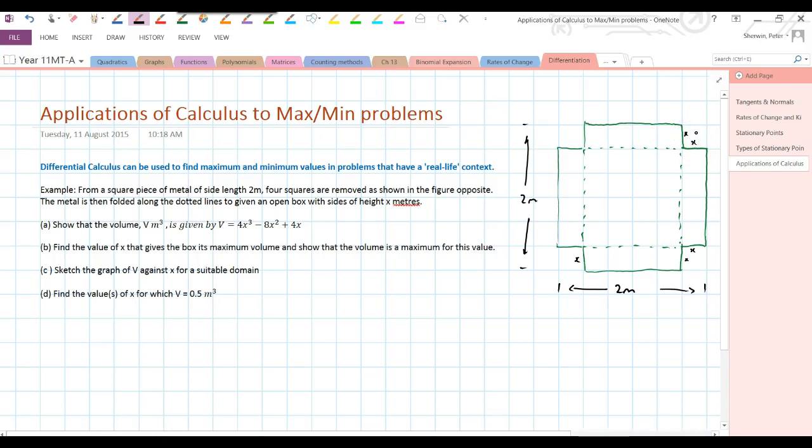The metal is then folded along the dotted lines, I'm sure you can imagine, to give an open box with height x meters. Right, so you can picture that, I hope. It's a little trough, a little box. Show that the volume is given by this.